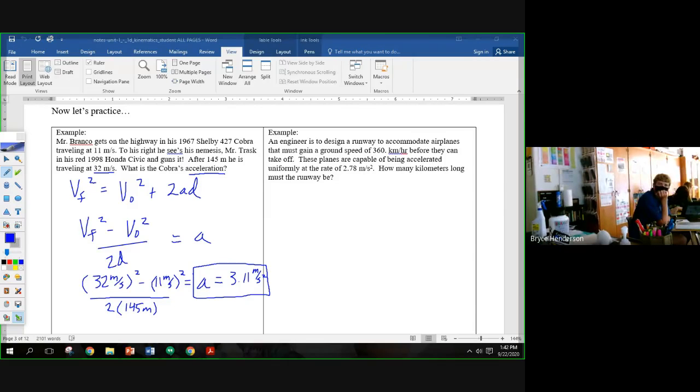It's going to do 32 squared minus 11 squared, then divide by 2, then multiply by 145. Dear Aunt Sally, don't forget about it. So 3.11. Now, at the end of any of these acceleration questions, it's usually good to kind of check yourself.